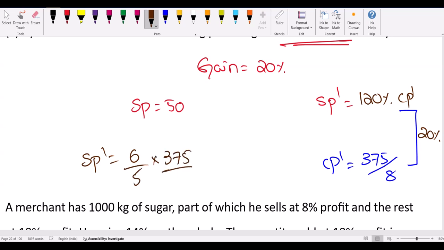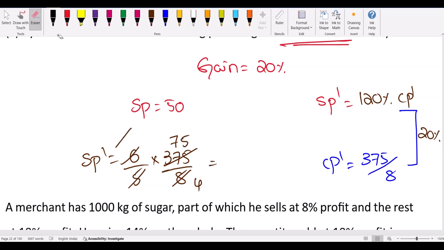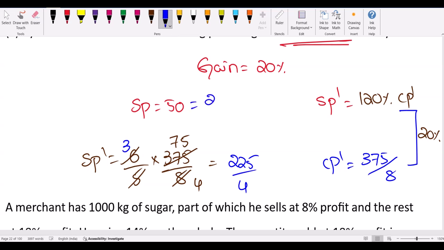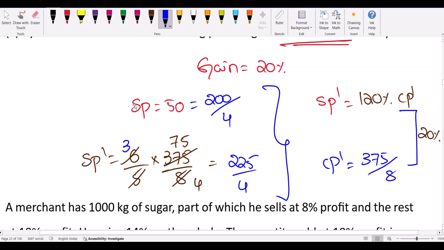Here 375 divided by 8, 2 3 times, 2 4 times. This is 75 times. Sorry, this is 3, right? So 3 into 75, we got 225 divided by 4 as the selling price. Previously 50, which I can write as 200 divided by 4. Guys, is the selling price increased or not? Previous selling price 50 or 200 by 4. Now to maintain the same profit percentage as previous, the new selling price must be 225 divided by 4.